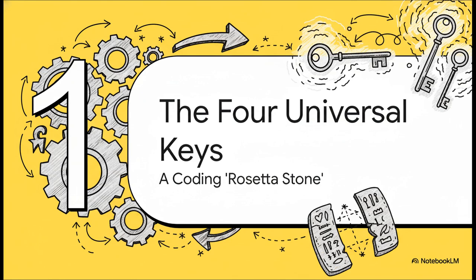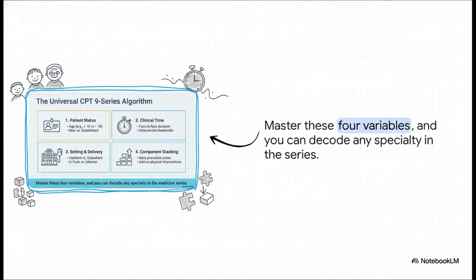All right, so let's get right to it. We're going to start by revealing the secret weapon, what I like to call the Rosetta Stone for the CPT 9 series. And these aren't just a few helpful tips. These are the 4 universal keys that form the bedrock of the entire system. And here it is. This is the whole game. This massive, seemingly complicated system, it all boils down to just these 4 variables.